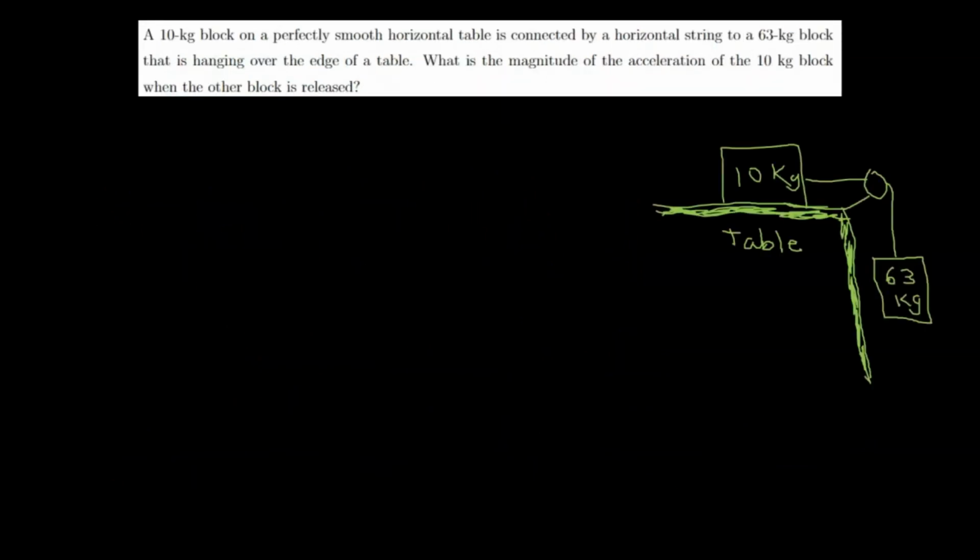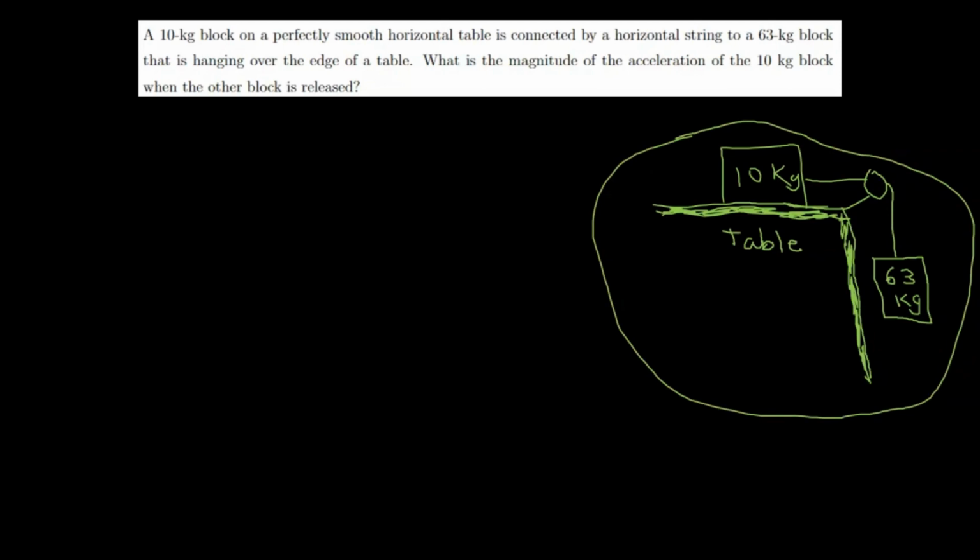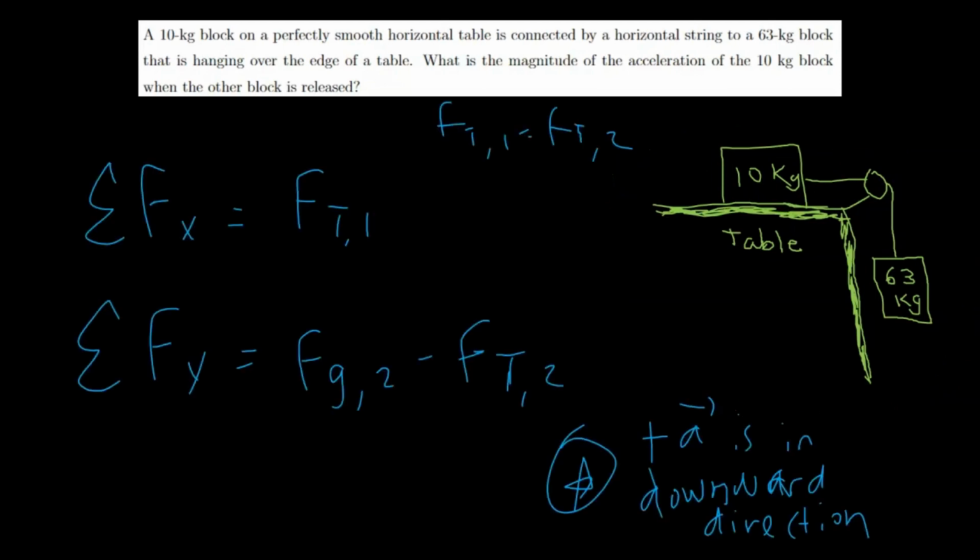Alright, finally we have this diagram related question here, which says a 10 kilogram block is on a smooth horizontal table with a horizontal string, and we want to know what the magnitude of the acceleration of the 10 kilogram block is, and it's connected by a horizontal string to a 63 kilogram block that's hanging over the edge. Right, so I drew this diagram here, and we can see that there's the 10 kilogram box on the table connected to the pulley, and then the 63 kilogram box is hanging down.